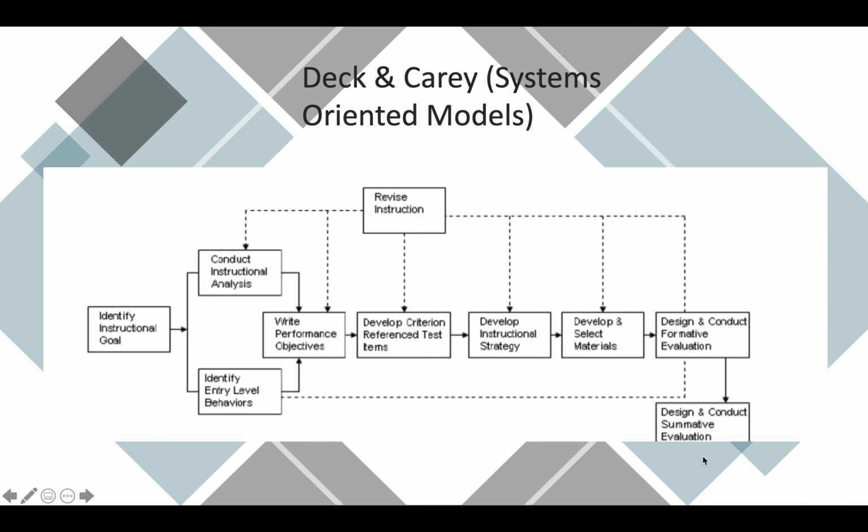This step, as you can see here, the design and conduct of summative evaluation is an independent step in the model as indicated by the block line, not the dotted line. Summative evaluation is the culminating evaluation of the effectiveness of instruction. The evaluation occurs at the end of the instruction after formative evaluation and the revision of instruction. So this evaluation will be done after formative and also the revision instruction.